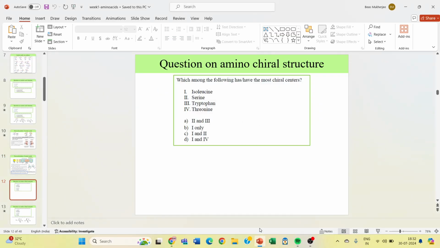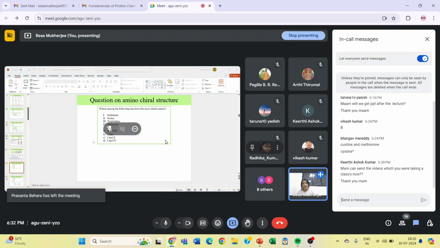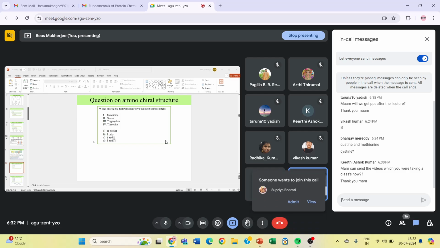Now we come to the questions. You try to answer the questions. They have asked you about the chirality of amino acids: isoleucine, serine, tryptophan and threonine. Which amongst these do you think are most chiral? Which has the most number of chiral centers?